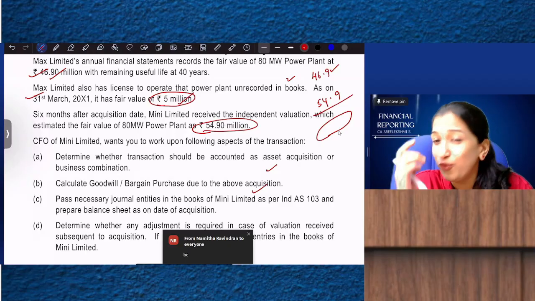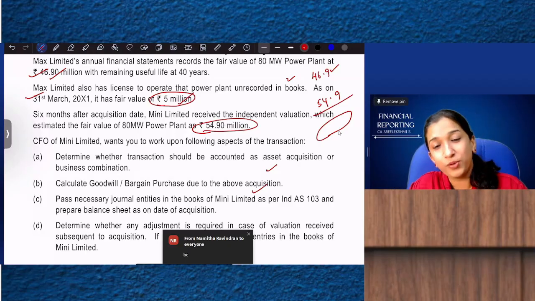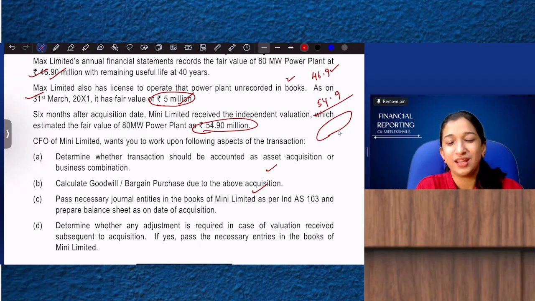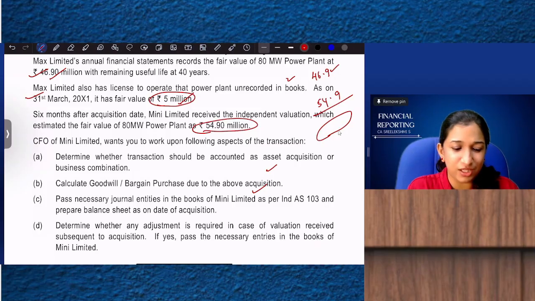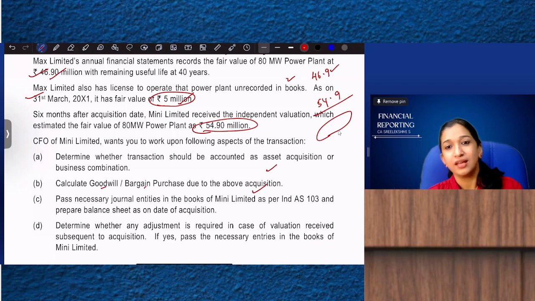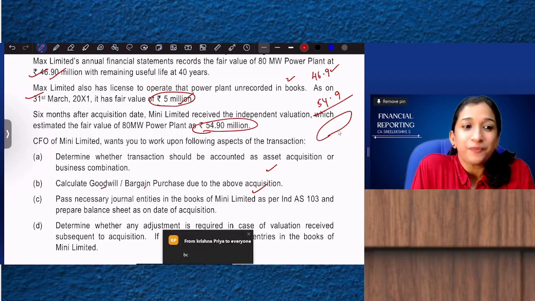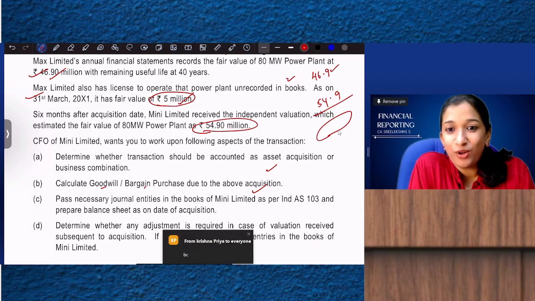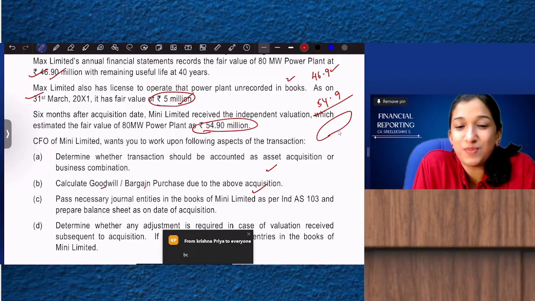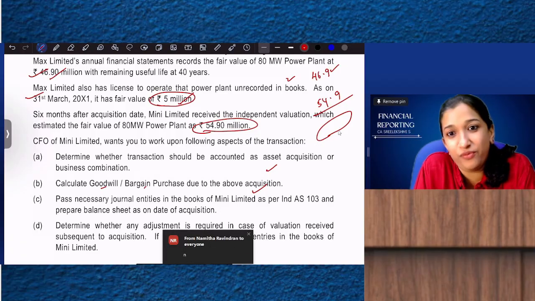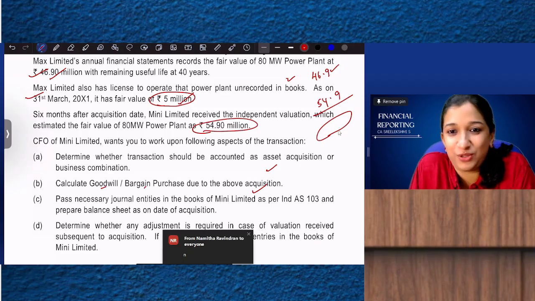Next, calculate goodwill or bargain purchase. Otherwise also, I hope you will not write it as asset acquisition, because if it is just an asset acquisition, will there be goodwill or bargain purchase gain? They are asking you to calculate goodwill or bargain purchase gain, so this is a business combination only. This is a business combination because requirement number 2 is asking for goodwill and bargain purchase gain. No, we'll write the definition of business combination.